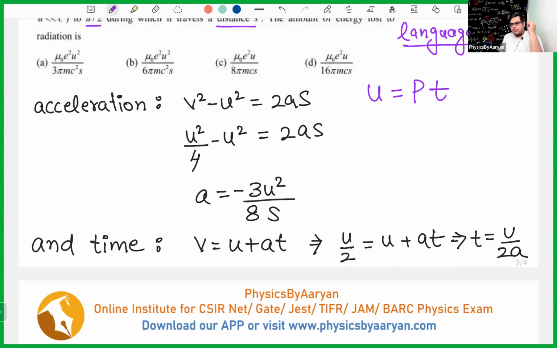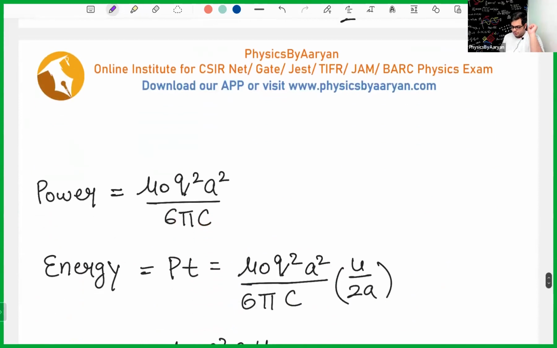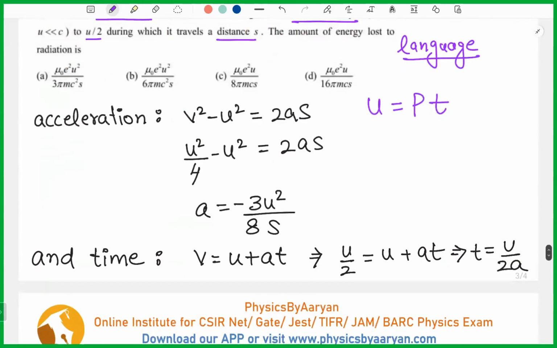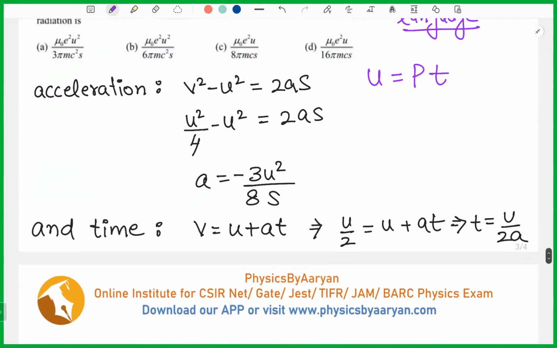Okay, so that is there. Now let's find the power. Actually, in the previous step, that is not u plus at, it's u minus at because of deceleration, right? So that would then only give you u by 2a, or else you will get minus u by 2a. So here I assume that acceleration is negative, so that cancels out.